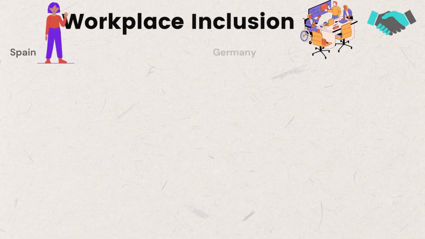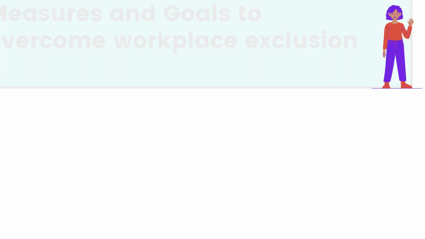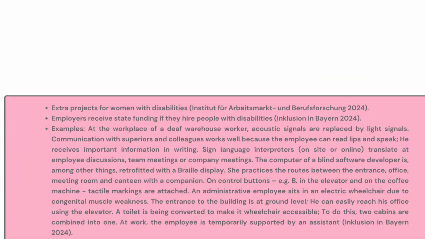Spain is actively improving workplace inclusion by reinforcing existing policies and enacting new ones to uphold the rights and equal opportunities of individuals with disabilities, to reduce inequalities. In Germany, workplace inclusion supervisors play an important role in fostering collaboration and support between individuals with and without disabilities to enhance workplace performance. Some measures and goals to overcome workplace exclusion are extra projects for women with disabilities, and employers receive state funding if they hire people with disabilities. Here you can read some examples.